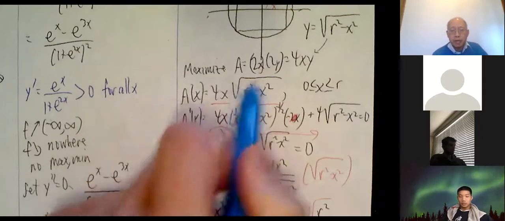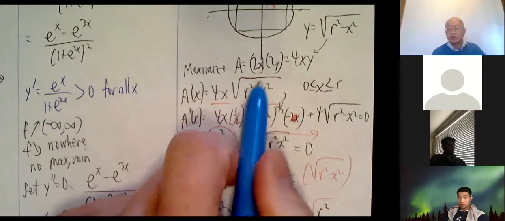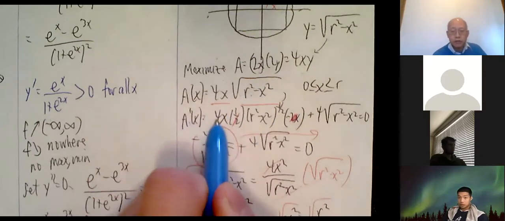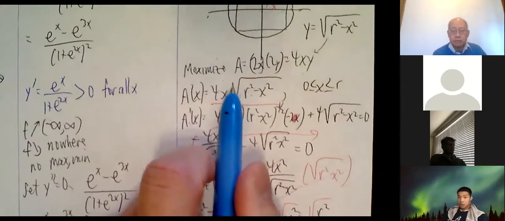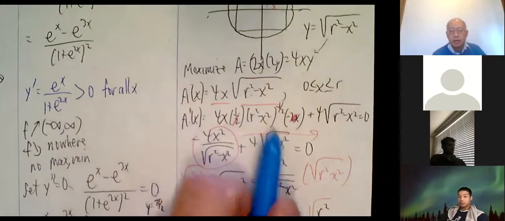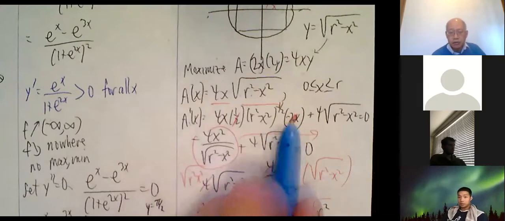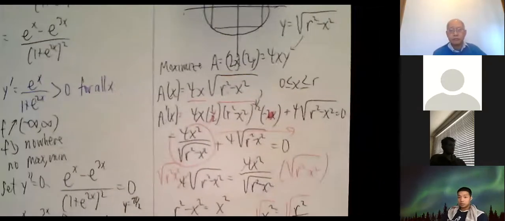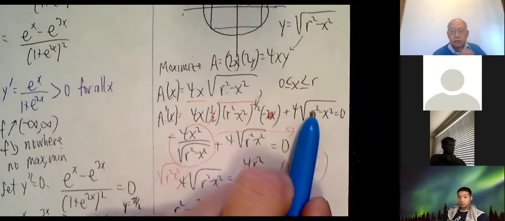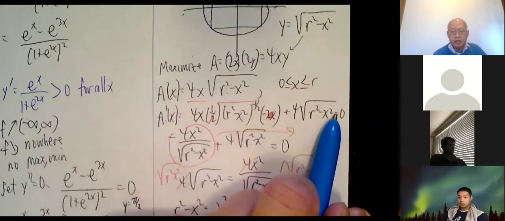So A prime: pretend this is (r squared minus x squared) to the 1/2 power. By the way, r is considered a constant. So first, 4x times the derivative of the second. The derivative of the second is 1/2 (r squared minus x squared) to the negative half times the derivative of the inside, which is negative 2x. That 2 is going to cancel that 2 later. Plus the second function, radical r squared minus x squared, times the derivative of the first. The derivative of 4x is 4. And I'm trying to set that equal to 0.